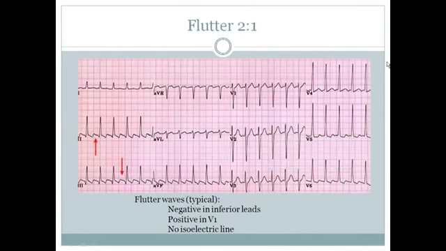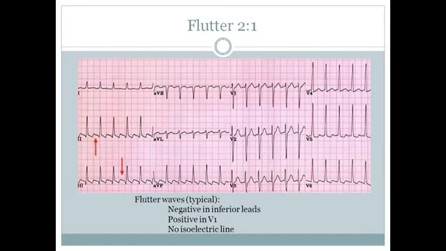This is another 2-to-1 flutter. If you look at it from behind, you clearly see the flutter wave there, although they're very close to the QRS complex. Again, negative inferior leads, positive V1.